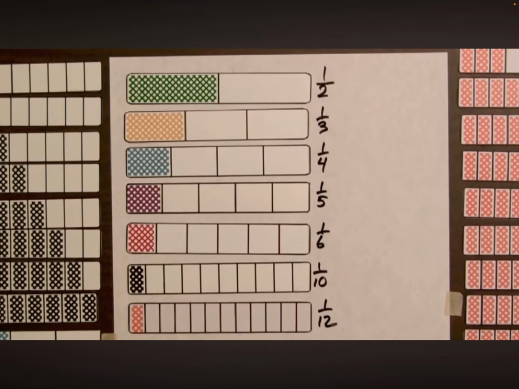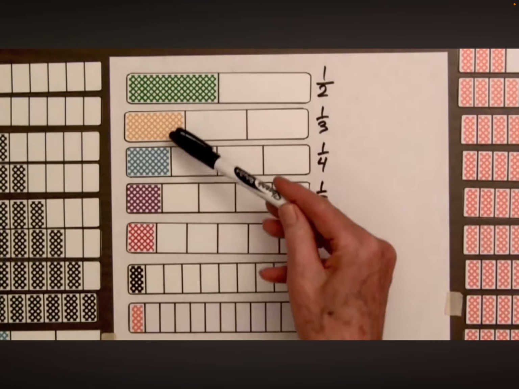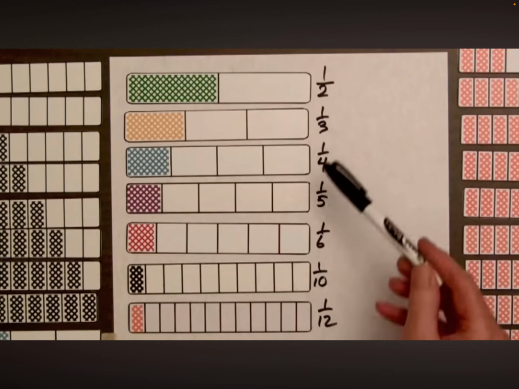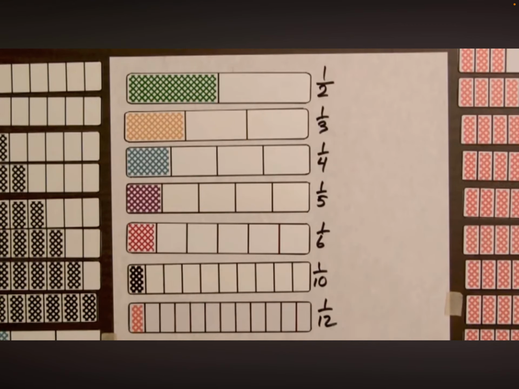The shaded amounts of the bars get smaller from top to bottom, and the fractions decrease from 1/2 to 1/12 and get closer to 0. Now, if these bars were continued, the bars with 15 parts or 20 parts and 1 part shaded, their fractions would be less than these fractions here and even closer to 0.